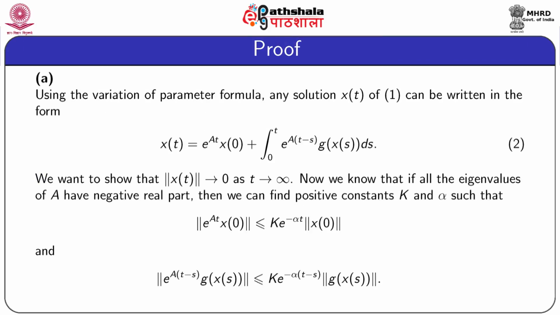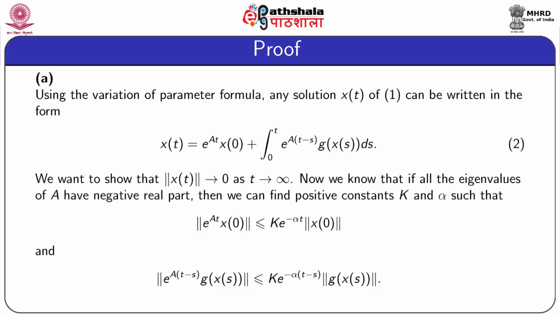The proof is as follows. We use the variation of parameter formula and we say any solution x(t) of (1) can be written in the form x(t) = e^(At) x0 + integral from 0 to t of e^(A(t-s)) G(x(s)) ds, given by equation number 2. We want to show that the norm of x(t) tends to 0 as t tends to infinity.